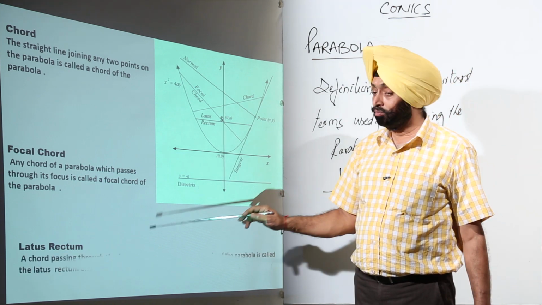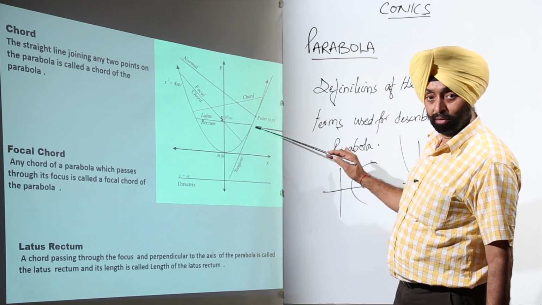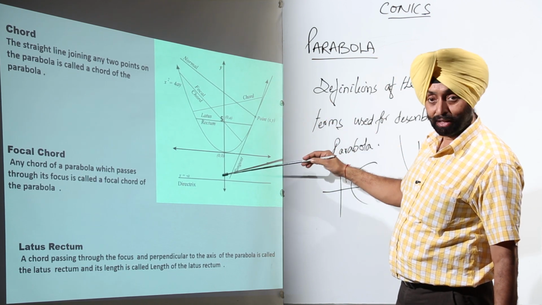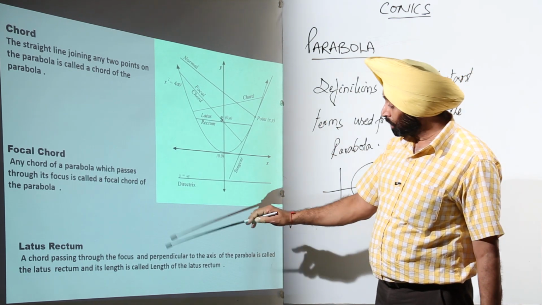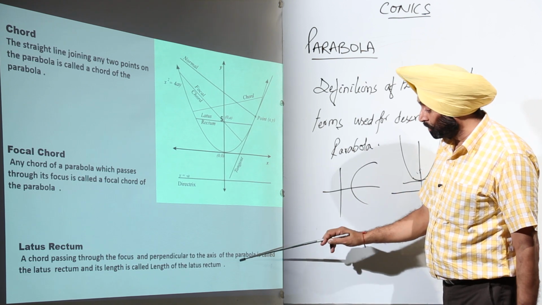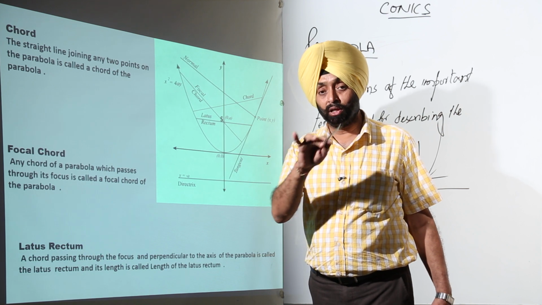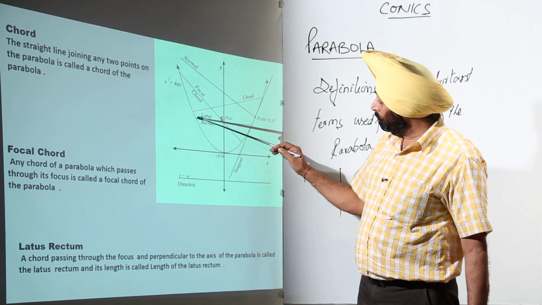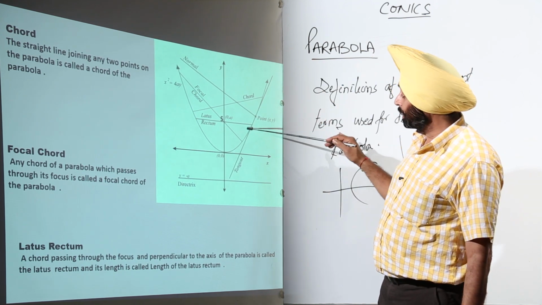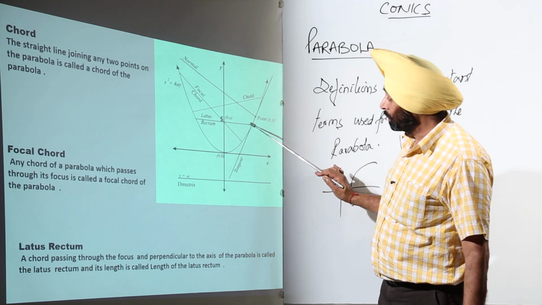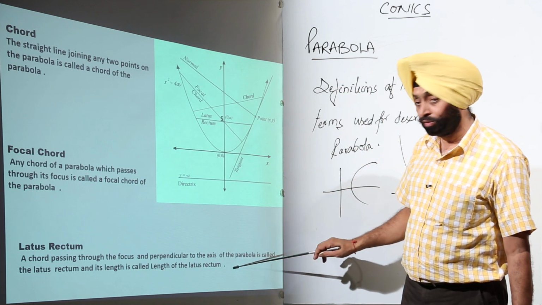Then we have the most important term, the latus rectum. You can just check it. The latus rectum is a straight line perpendicular to the axis of symmetry and it passes through the focus. So a chord passing through the focus and perpendicular to the axis of the parabola is called the latus rectum. Now I am going to give you a relation for the length of the latus rectum, from here to here. We are going to derive a relation for the length of the latus rectum.